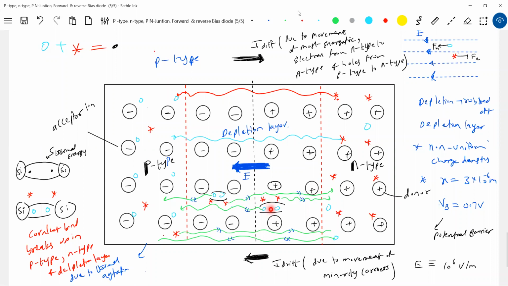I'm making things very, very systematic and clear. This drift current is due to this hole or this hole? Due to both. But the percentage of contribution will be more due to this, because millions of covalent bonds will break up.